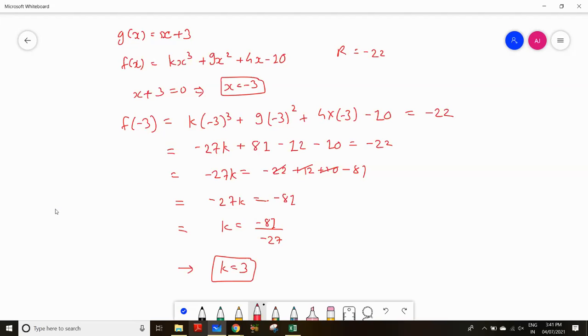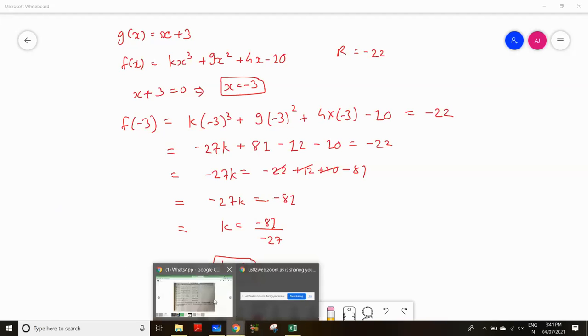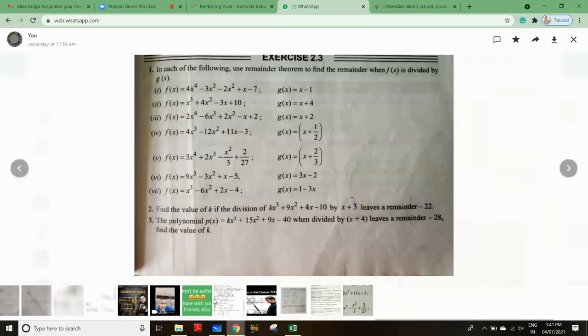Fine. So now see, if we see the third question, just you can see on the screen. If we see the third question, it is like the second one. Can you read the question and explain to me how you will do it? Just explain me the process, then we'll move to another question. Okay. Yes, Aliva. Third question.